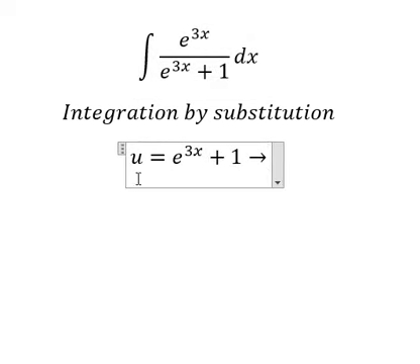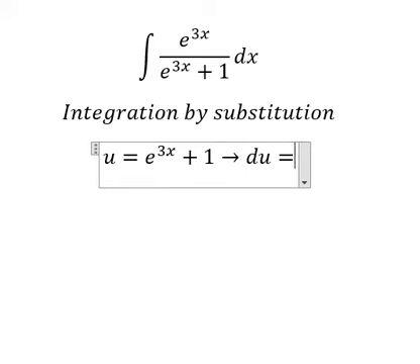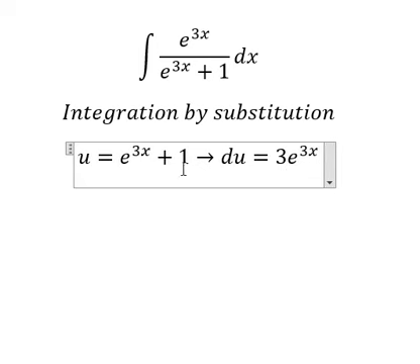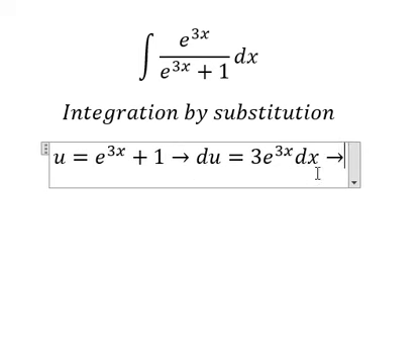Later on, we take the first derivative of both sides. This one, we have 3e to the power of 3s. This one, that is the constant. So you get 0. Later on, we divide both sides by the number 3.